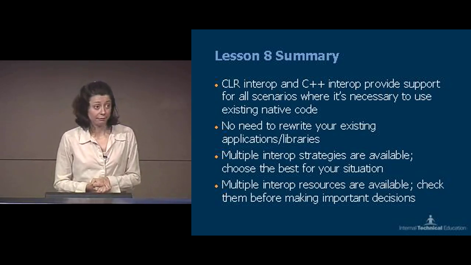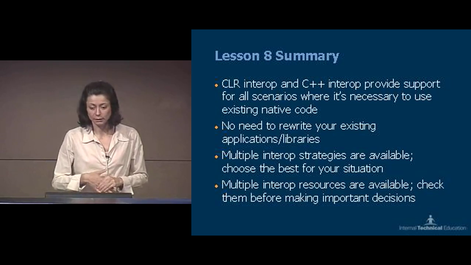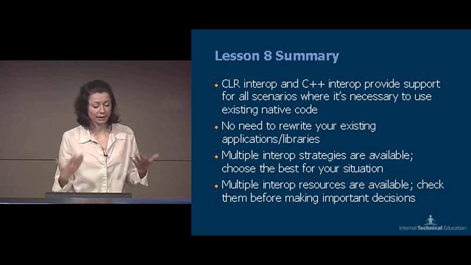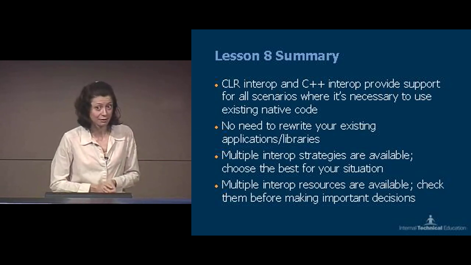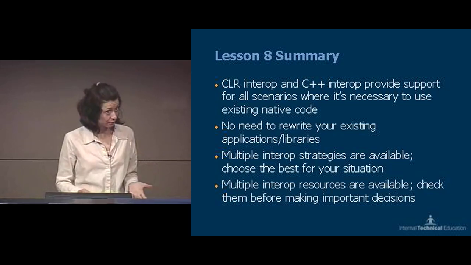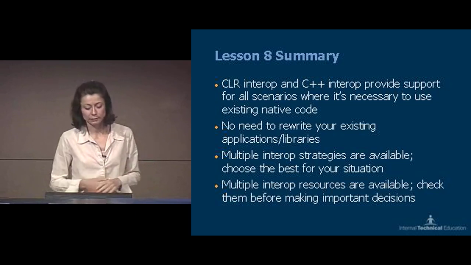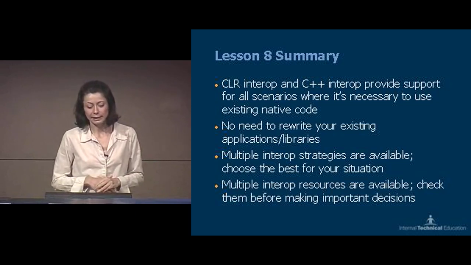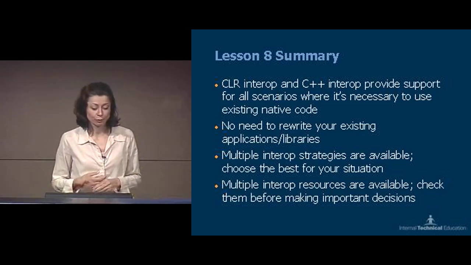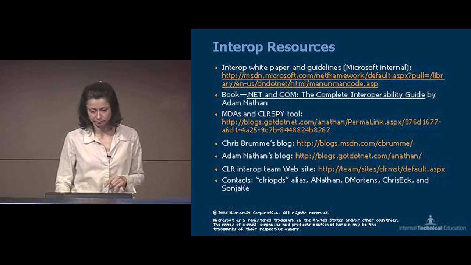So that would be everything for this time. As you could see, CLR Interop and C++ Interop can provide you support for all scenarios you are facing in your job. You don't need to rewrite lots of things. Some of them maybe you should. And you need to pick the best strategy for your particular situation.